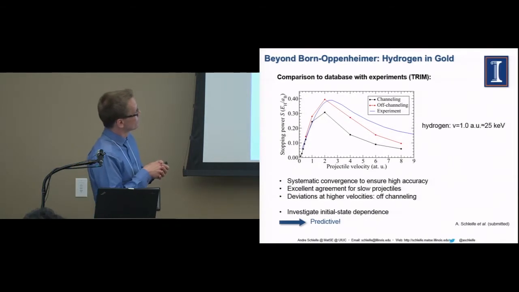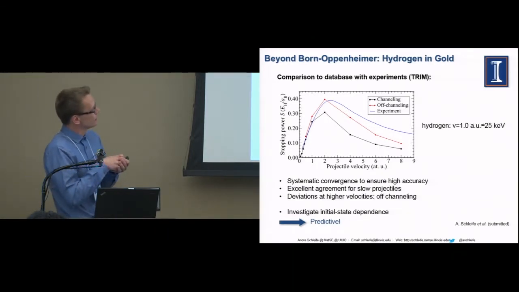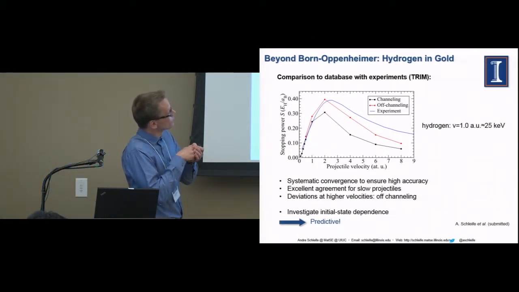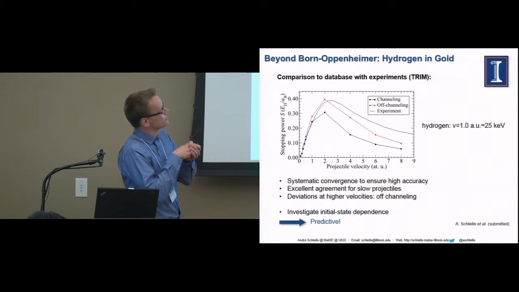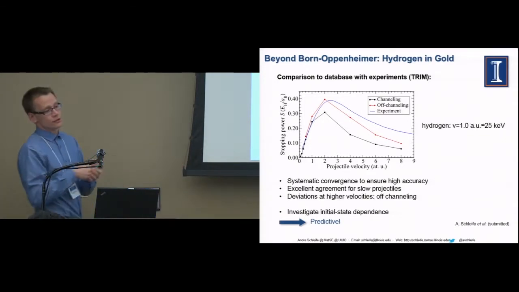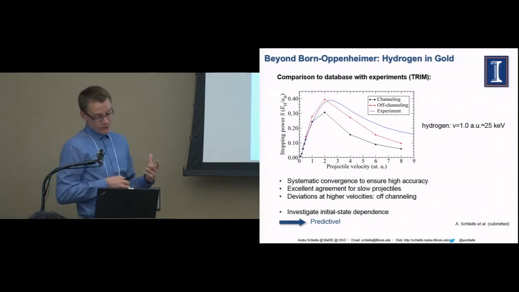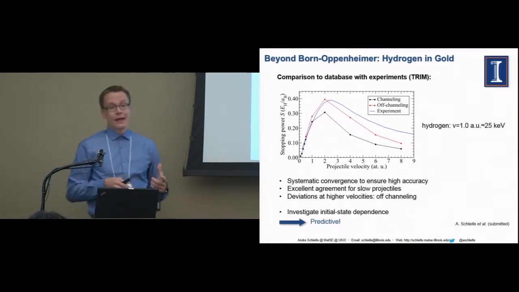Then we calculate two different trajectories and compare to experiment. What you'll see is that both trajectories agree pretty well with experiment for low velocities. Then the black one starts to deviate more than the red one for high velocities. And from those simulations, we were able to actually explain why that happens.